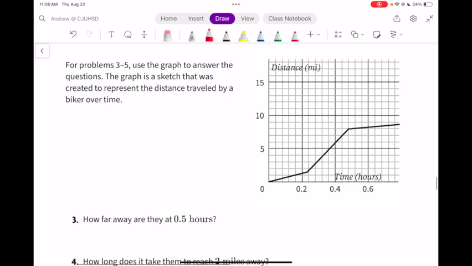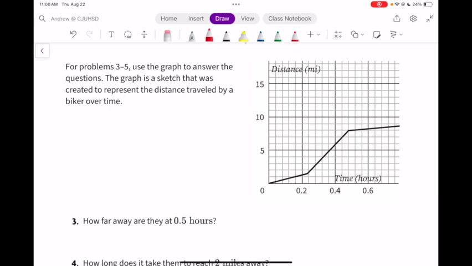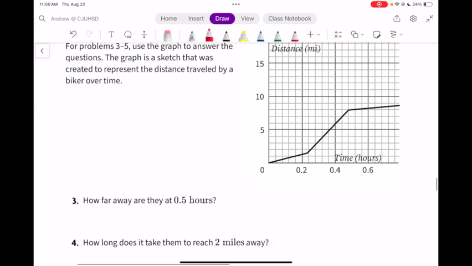And finally, let's look at this graph. For problems 3 through 5, use the graph to answer the questions. Question about a biker over time and the distance that was traveled. How far away are they at 0.5 hours? Read 0.5 on the graph right here. Go straight up and look straight over, 8 miles.